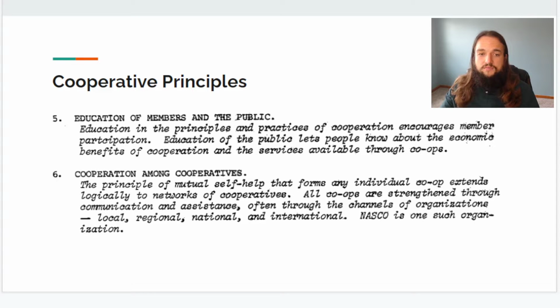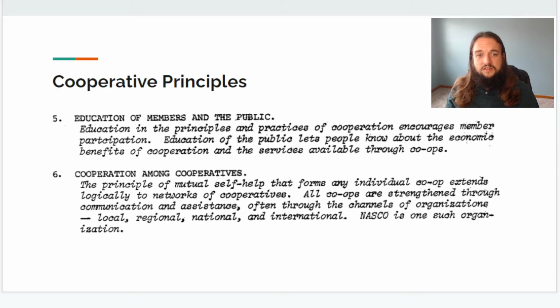And 5, education of members and the public. Education in the principles and practices of cooperation encourages member participation. Education of the public lets people know about the economic benefits of cooperation and the services available through co-ops.